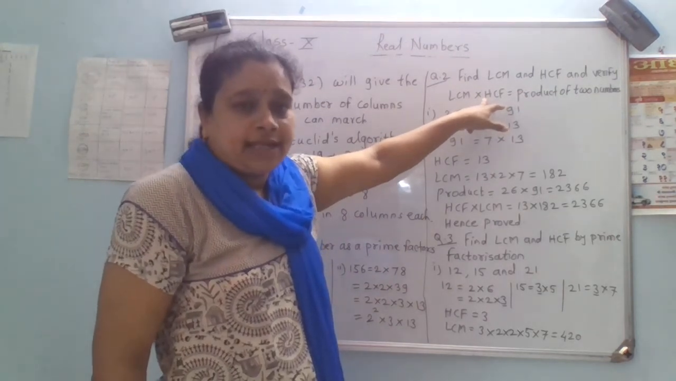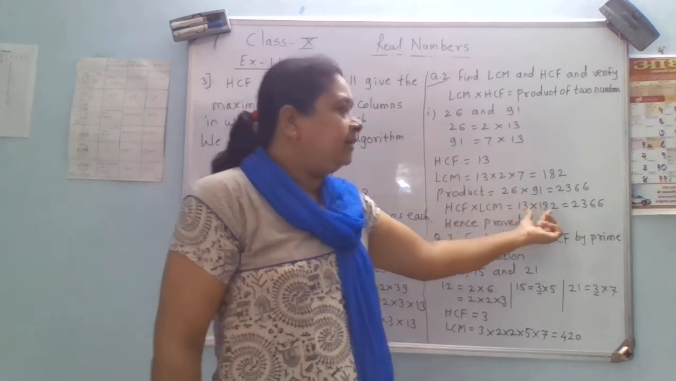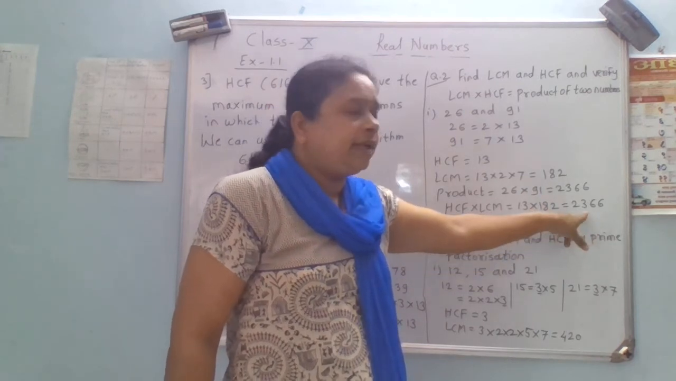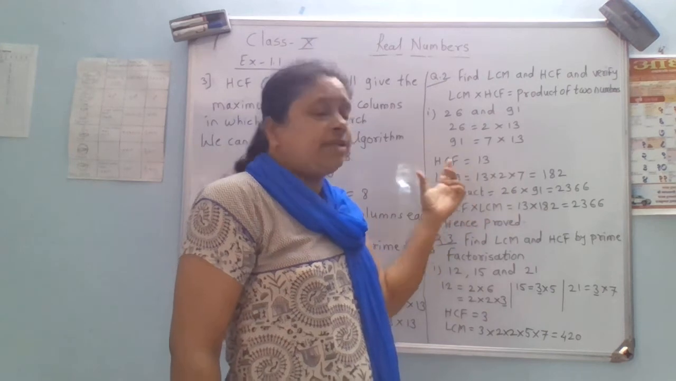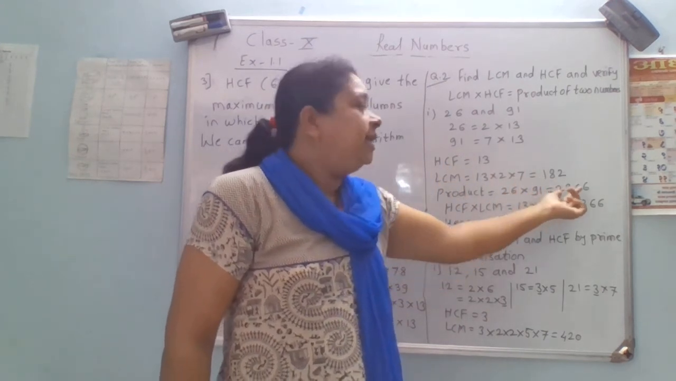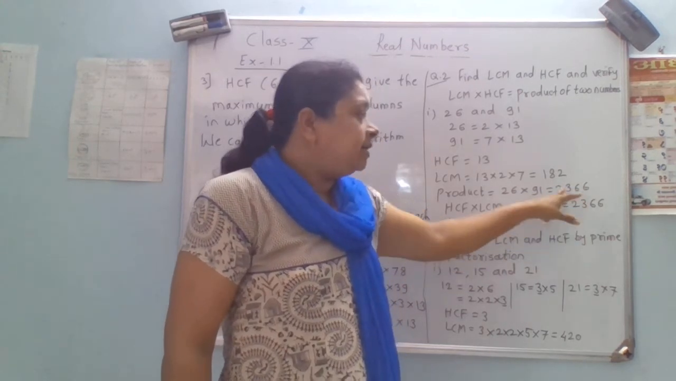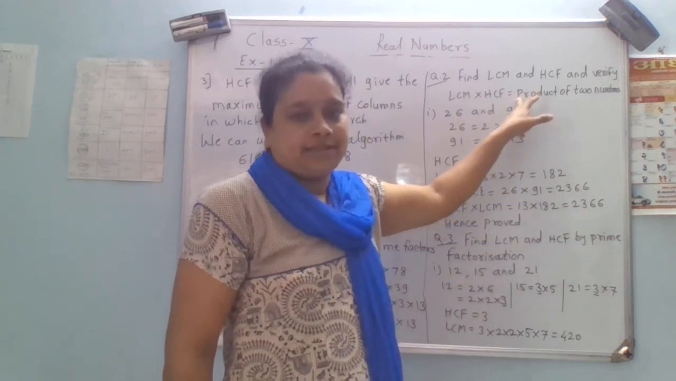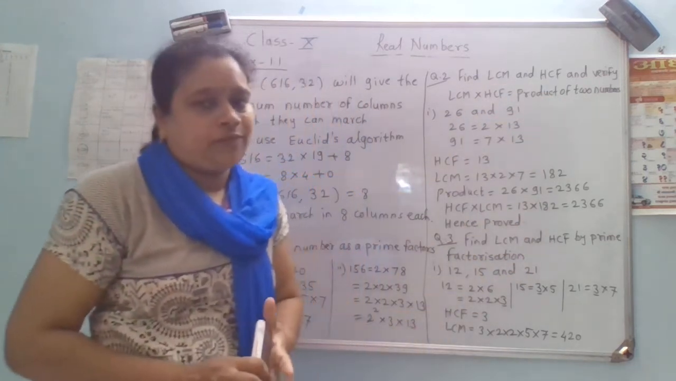For verifying this relation, LCM into HCF, first of all find LCM into HCF. The HCF is 13 and the LCM is 182. Then the product is 2366. Okay. Then the product of the given two numbers, the given two numbers are 26 and 91. Multiply 26 and 91. Then the answer is 2366. Here these two answers should be the same. If these two answers are the same, then we have verified this relation. It means we verified that LCM into HCF is equal to the product of two numbers.